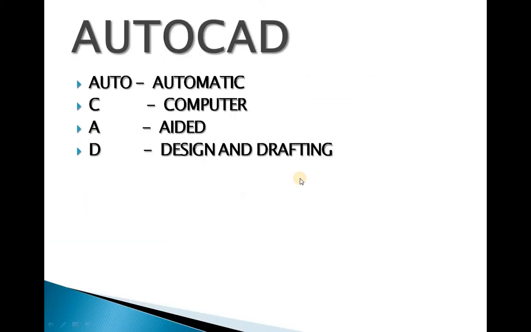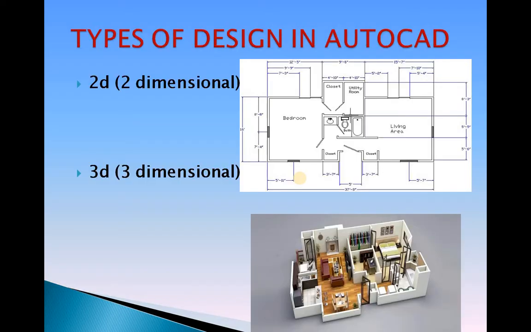The full form of AutoCAD is Automatic Computer Aided Designing. The meaning of automatic is that if you create any drawing in AutoCAD, that drawing will be in exact dimensions, and you can convert your drawing to any scale at any time. That scale will also have exact, automatic dimension creation.